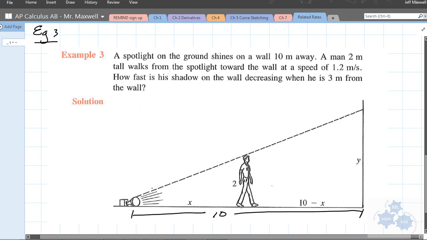So do you see that we have a triangle? You should see that we have this triangle, because we have a wall and it's perpendicular to the ground. We have a man that's 2 meters tall. So do you see similar triangles here? Alright, so we've got triangles. There's a 90 degree angle as well. His height is 2.